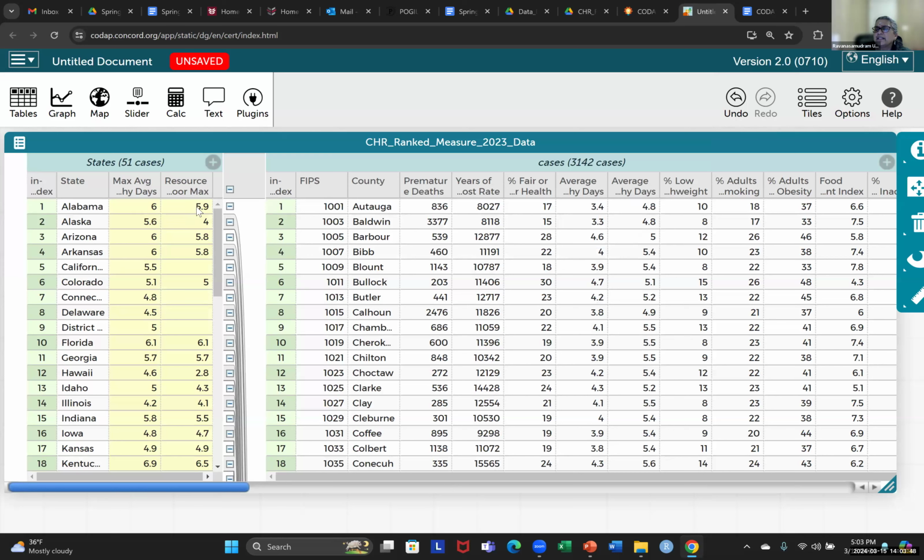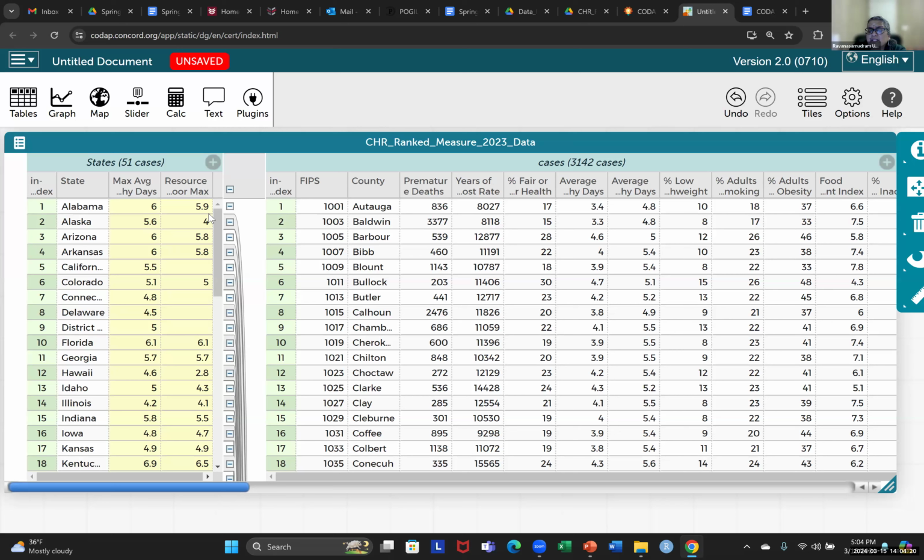So you can clearly see that the resource poor max column will have to be less than or equal to the max column that we created earlier. And if it is closer to that, then that's of concern, right? Because those counties really need help, and therefore those states. Since we don't know which county it is based on the way we are calculating, those states really need help.